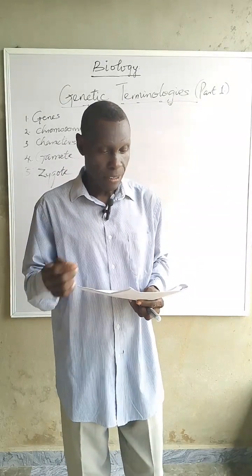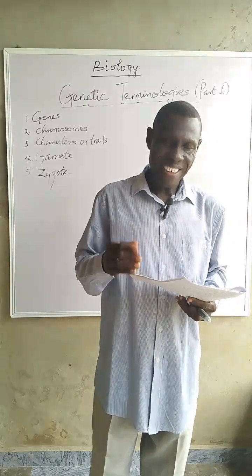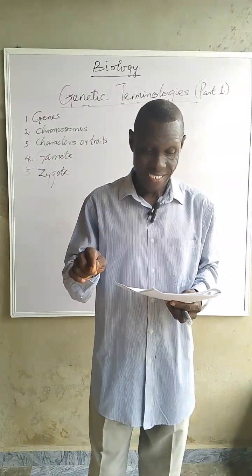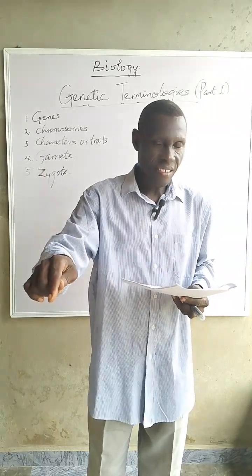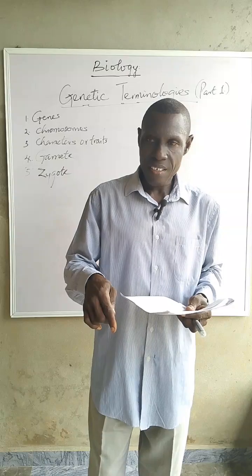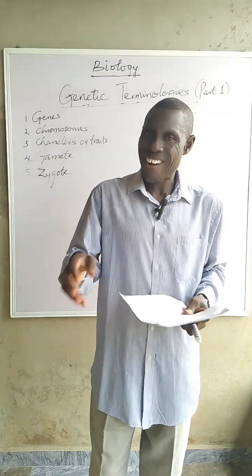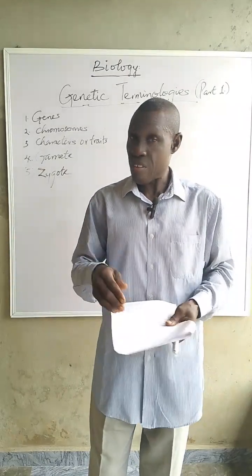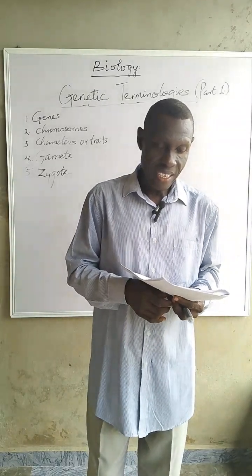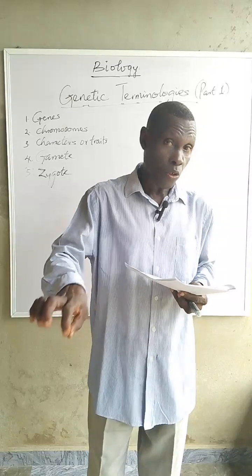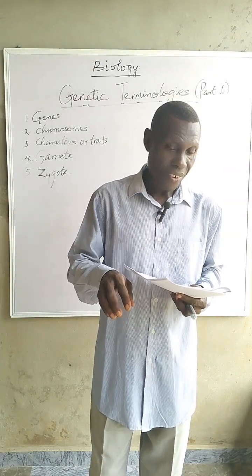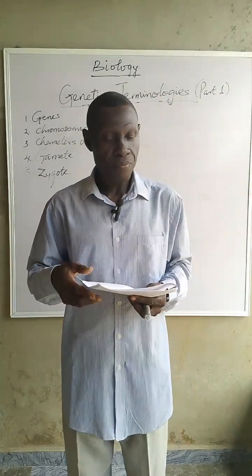So, number one, the gene. Genes are hereditary units or basic units of inheritance. That means without genes, the possibility of transferring characters from parents to children may not be there. The genes are found in the chromosomes and they are responsible for the transmission of character from parents to offspring.